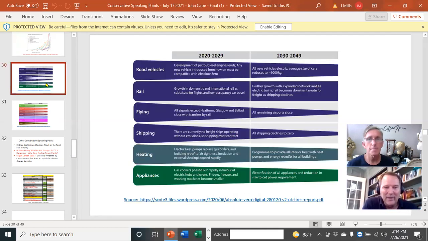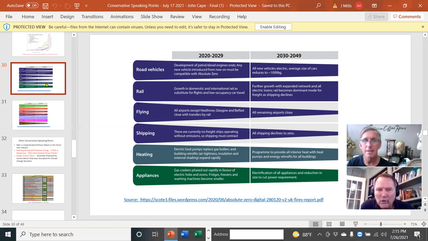Now the next slide is coming from these materials that are called absolute zero emissions, and they are being put out by academic organizations that are on contract with the UK government. And so while these are not officially promulgated by the UK government, you can see the way that they're thinking about the world. Now this graph actually has an additional 20 years to the right side of it where they show what they think they're going to do to replace this, but they want to get rid of all airports. For example, line number 31 down, all airports except Heathrow, Glasgow, and Belfast closed with transfers by rail. Between 2030 and 2049, all remaining airports closed. Shipping, 2030 to 2049, all shipping declines to zero.